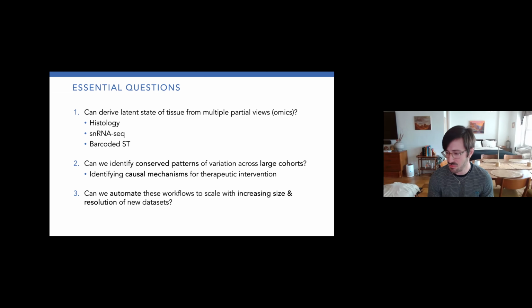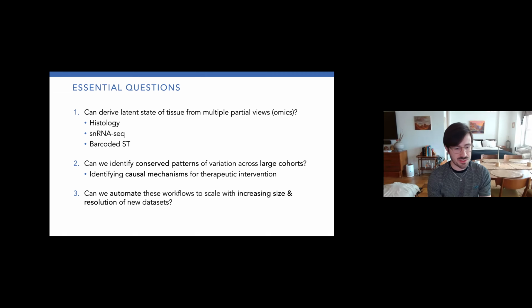The last, more practical consideration is that whatever tools we develop, we would like them to scale with the increasing size of data that are available and the increased spatial resolution or coverage of new technologies that are being developed.